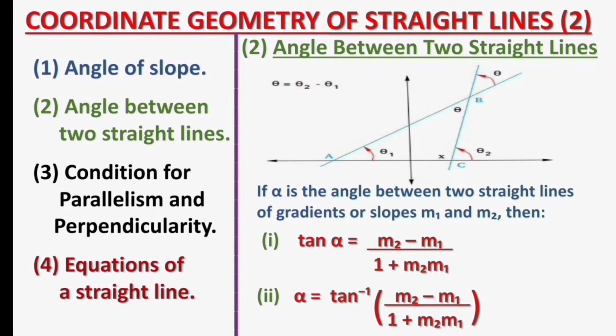Number 2, angle between two straight lines. If alpha is the angle between two straight lines of gradient or slopes m1 and m2, then the tangent of alpha is equal to m2 minus m1 divided by 1 plus m2 m1. While alpha, which represents the angle between the two straight lines, is equal to the tangent inverse of m2 minus m1 divided by 1 plus m2 m1. Once again, please take note of these formulas.